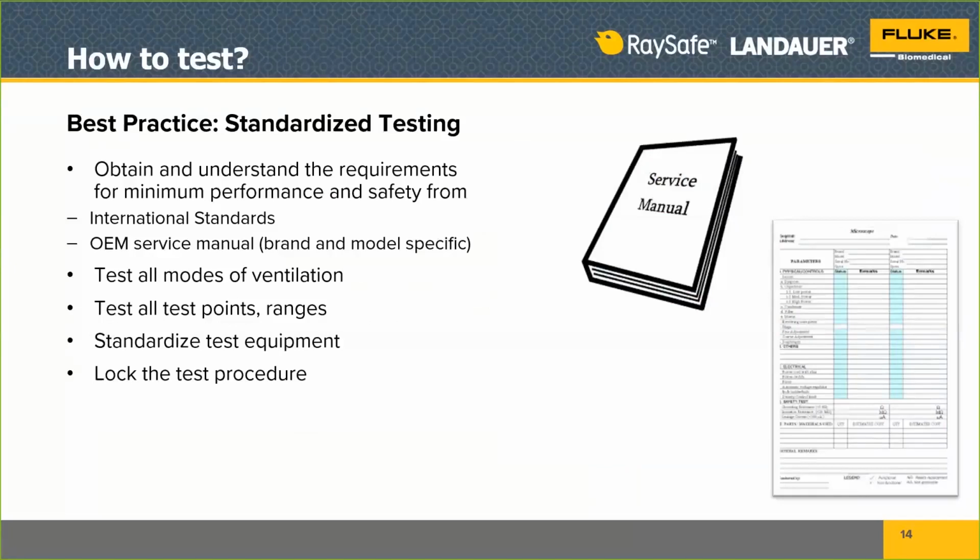Because when you test the same way every time, it reduces your risk, but it also allows you to look at the results over time and see if they're trending in one direction or another, which can be helpful for you to do preventive maintenance or predictive maintenance. The other thing to note is lock this test procedure. Do not change it. If you change it, make sure you document why it was changed so that you have that traceability backwards in terms of why you updated X, Y, and Z, so that people after you can understand what was done and why it was done.